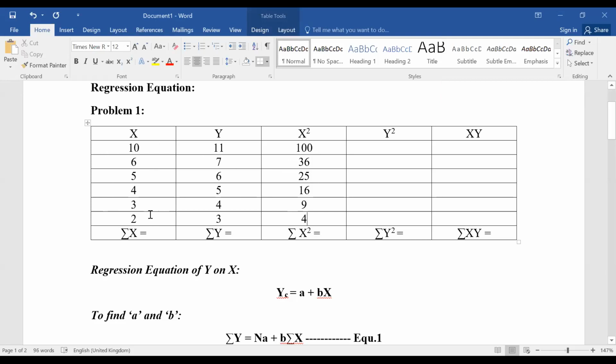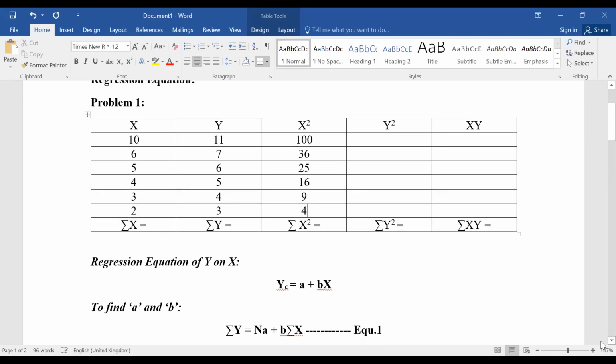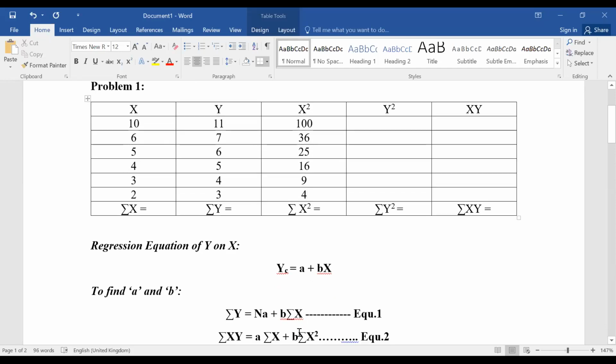Please see the cursor. This x is a given value that we are squaring because we need x square. Why? Sir, in the equation to find a and b, we have summation x square. So we need to find out x square. And why do we need to find out y square, sir? For the x on y equation, instead of x square there will be y square. So for that also we need to find it here itself. No need to find out separately.